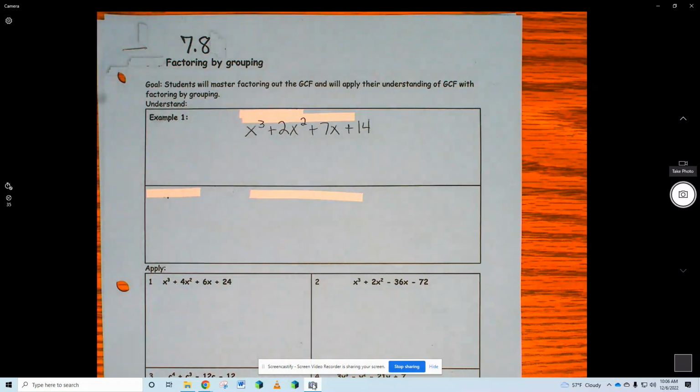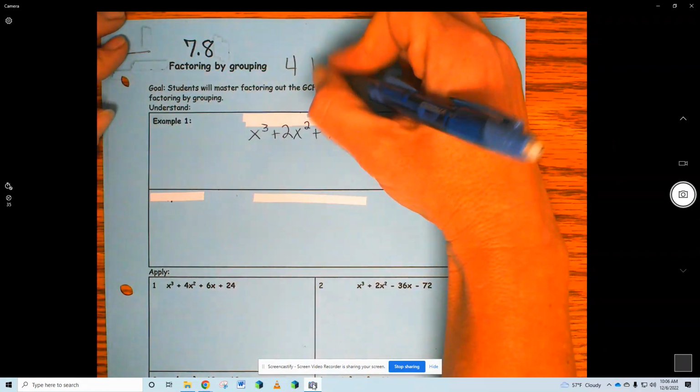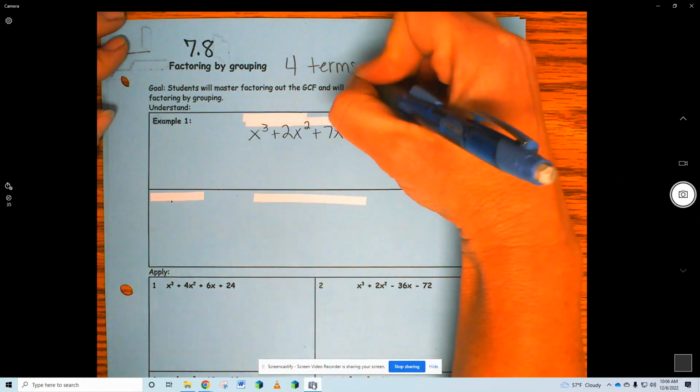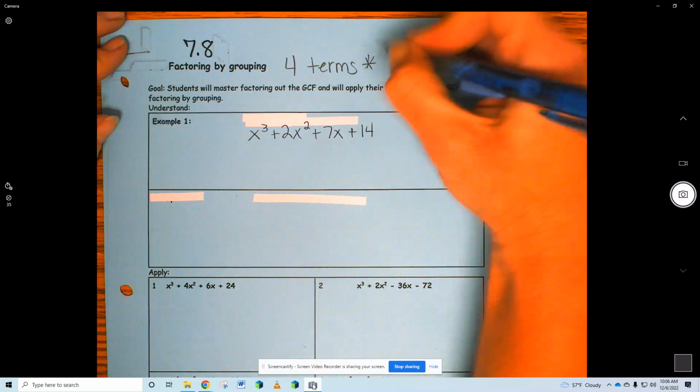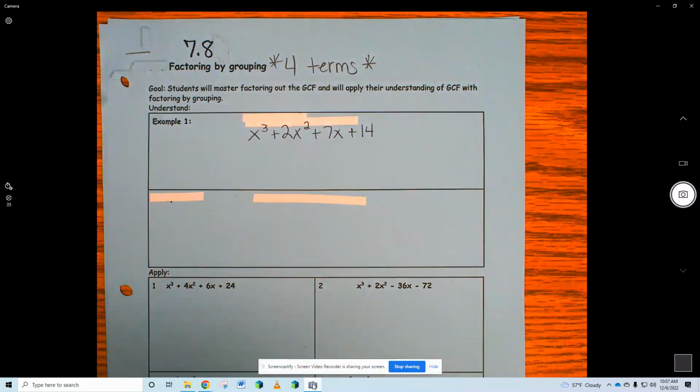All right, so this is chapter 7, lesson 8. The title of this lesson is Factoring by Grouping. Grouping means that I'm going to have little small groups of numbers. Something really specific and special to this lesson is that you will always have 4 terms. That's going to stand out to you: oh, this factoring problem has 4 terms.